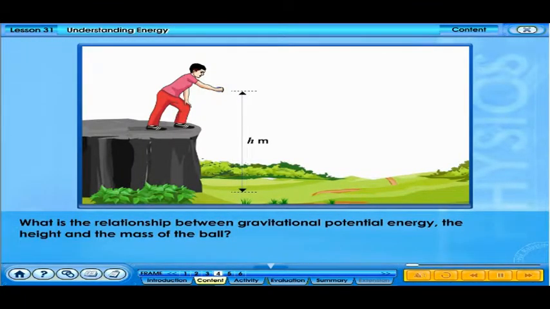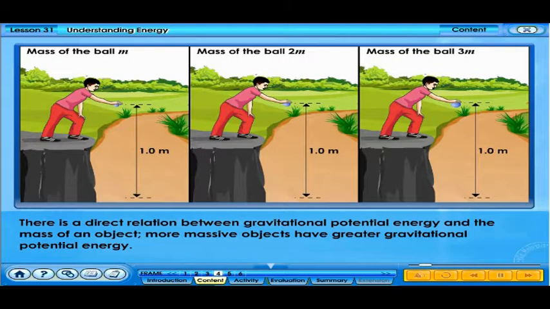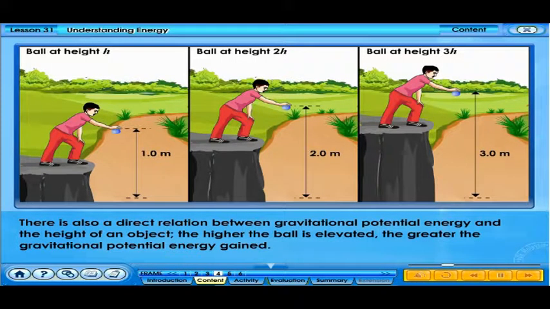What is the relationship between gravitational potential energy, the height, and the mass of the ball? There is a direct relation between gravitational potential energy and the mass of an object. More massive objects have greater gravitational potential energy. There is also a direct relation between gravitational potential energy and the height of an object. The higher the ball is elevated, the greater the gravitational potential energy gained.